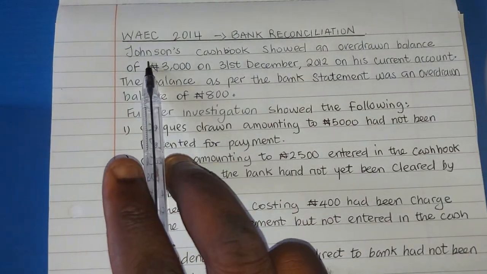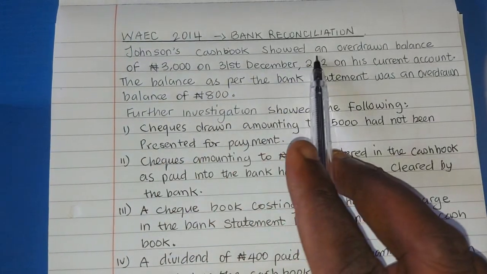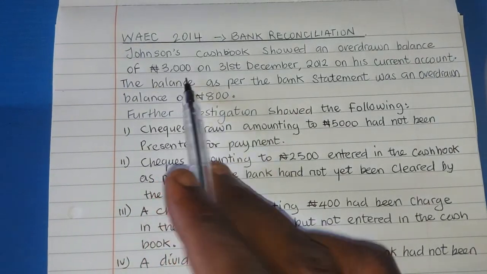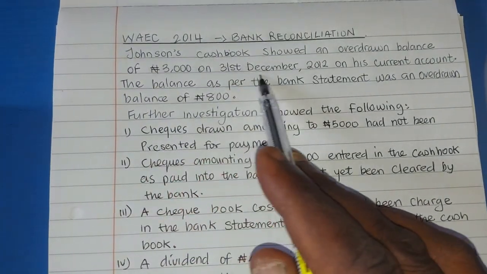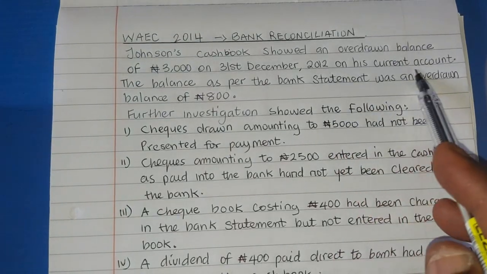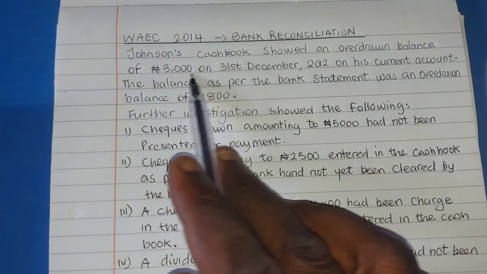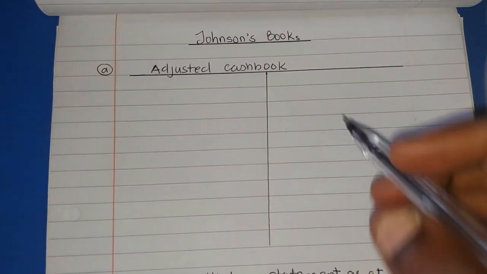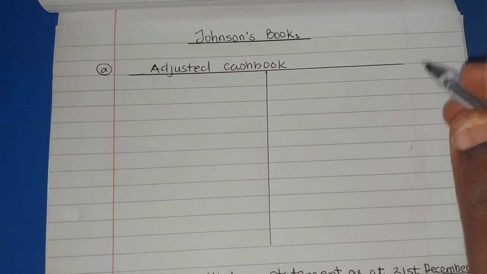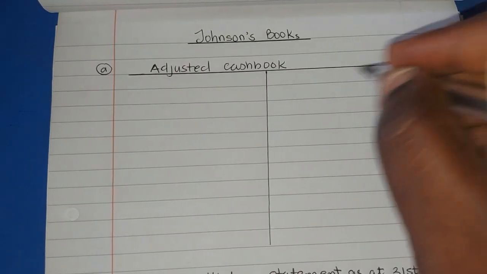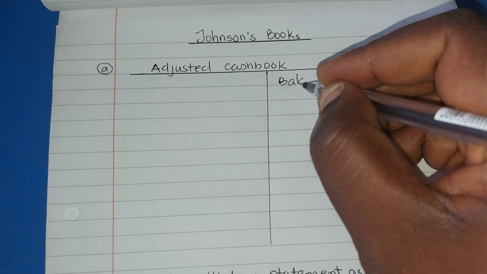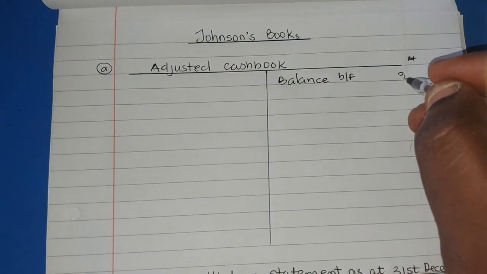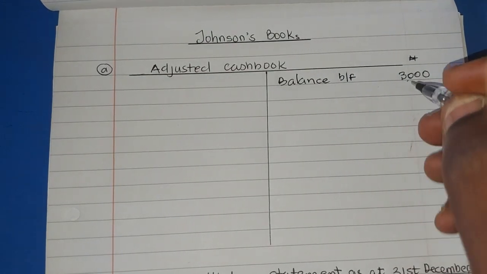Now the question is, Johnson's cash book shows an overdrawn balance of 3,000 naira on 31st December 2012 on his current account. So let us treat this first. The overdrawn balance will appear on the credit side of the adjusted cash book as balance brought forward. So you write balance brought forward, that's 3,000 naira.